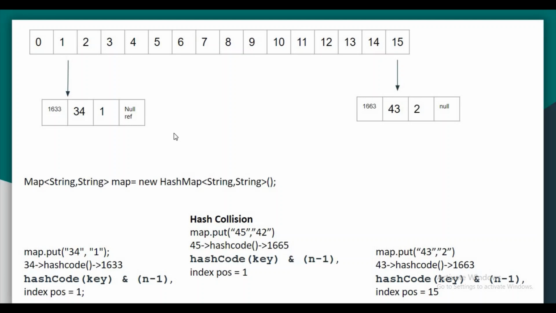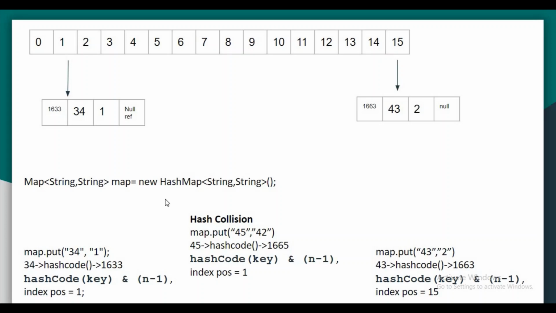Now I will explain how a node will be inserted for an existing node at the same index position. Suppose I want to insert this key value pair into my map. For this 45, a hashcode is generated, and after generation of the hashcode the index value will be generated. And if you observe here, I already have a node at this index position.